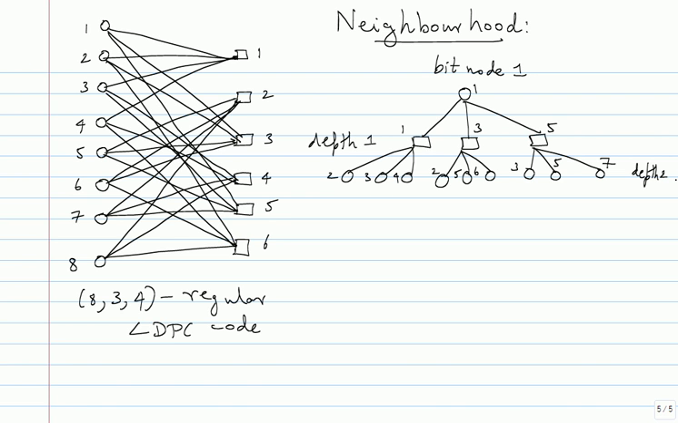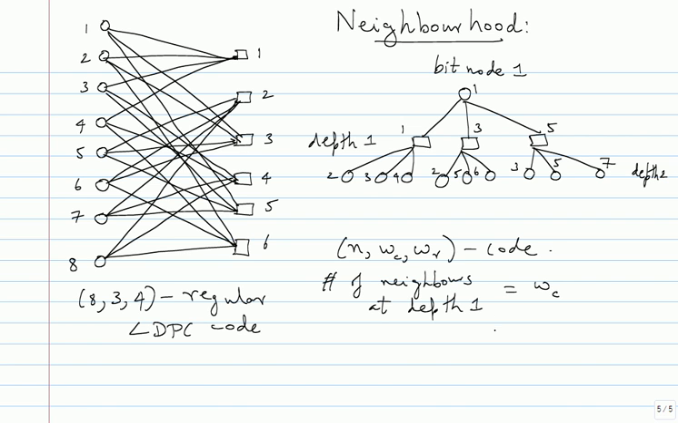So now including possible repetitions, I want you to give me the number of neighbors at depth 1 in the general case. Suppose I take an (N, WC, WR) code, the number of neighbors at depth 1 for all bit nodes is going to be equal to WC check nodes. What about depth 2? WC times WR minus 1. This will all be check nodes, and this will be bits. What about depth 3?